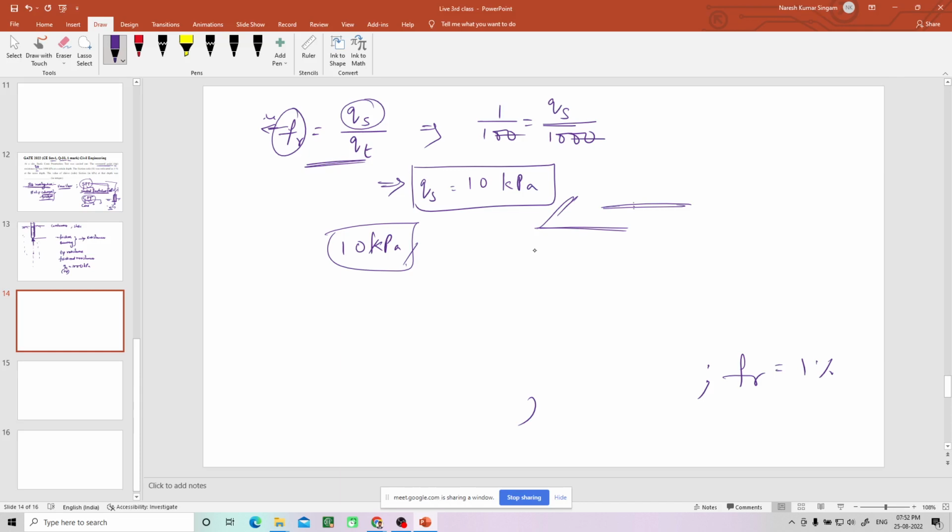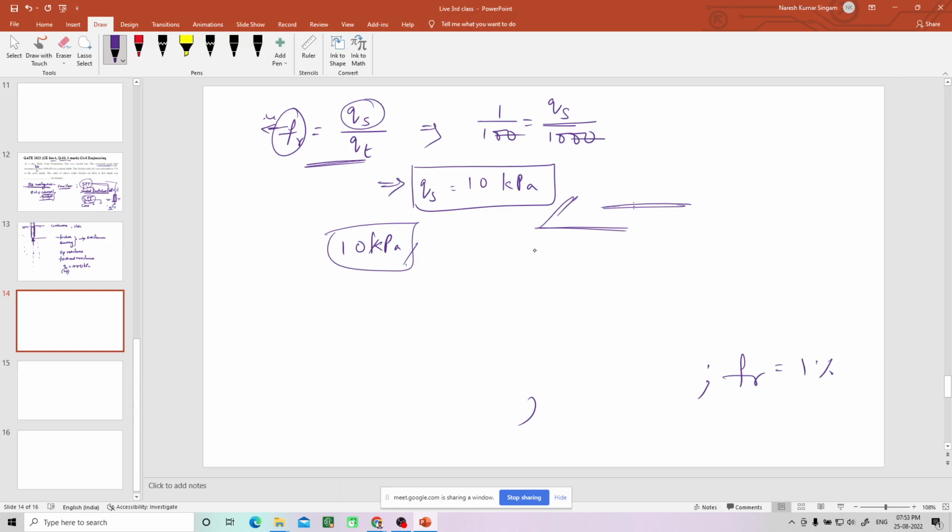Then void ratio. If you know the concept of void ratio, you can solve that second problem. Void ratio is the ratio of volume of voids to the volume of solids. So if you know that volume of voids by volume of solids is e, and V equals Vs plus Vv, that's how you can solve the second question.